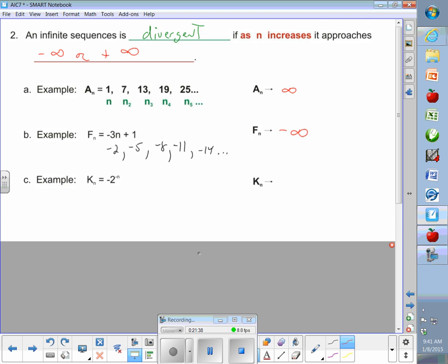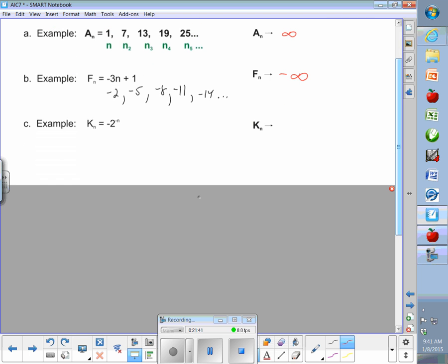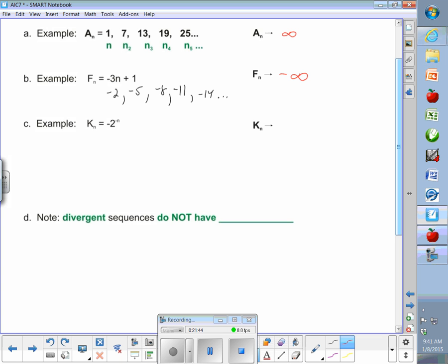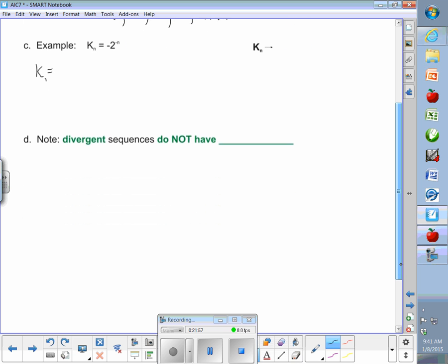I threw this one in to get you practice with negative exponents. So we're going to do this one and I'll show you the work. I don't know that you'll ever get any of these, but I wanted to practice with your negative exponents. All right, so let's do k sub 1. So we're going to do the negative 2, the minus, and where the n is, we're going to put a 1 in, yes? So k sub 1 is negative 2 to the negative 1.